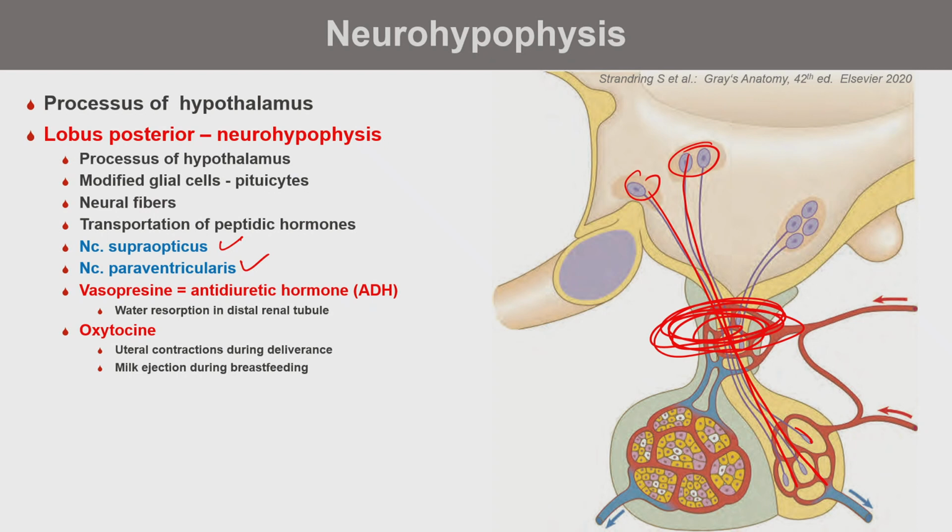The second product is oxytocin, and oxytocin is a hormone mainly known for its impact during delivery. This hormone is stimulating contraction of uterine muscles during delivery. And the second thing is also the impact on the smooth muscles of the ducts of the breast. And this is very important for ejection of milk during breastfeeding.